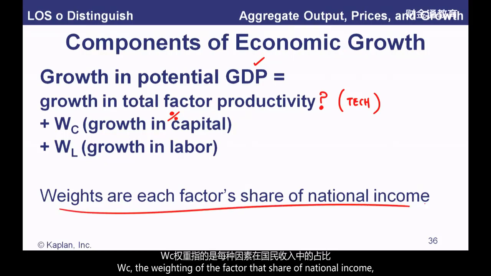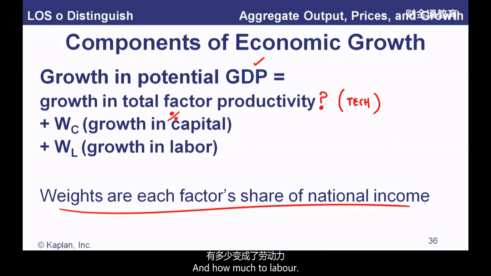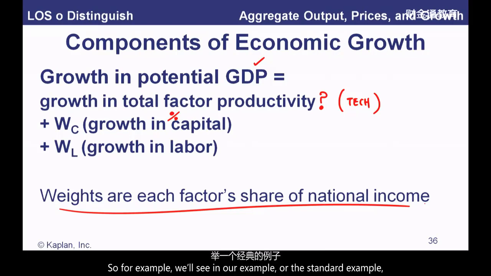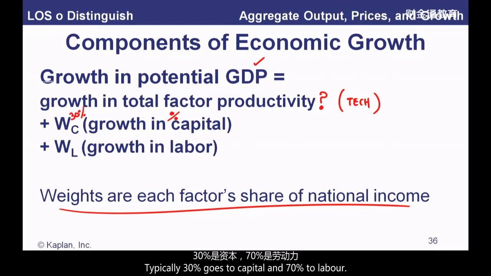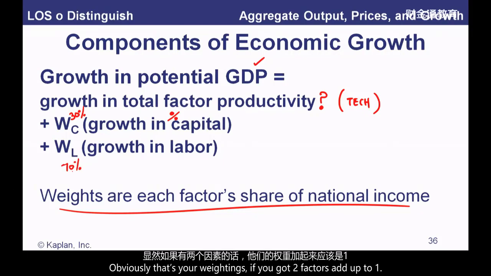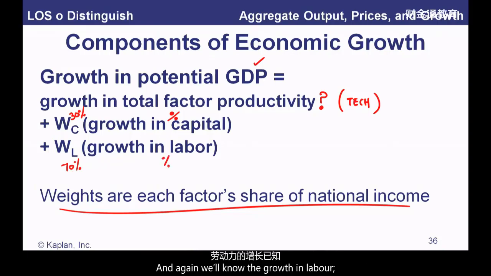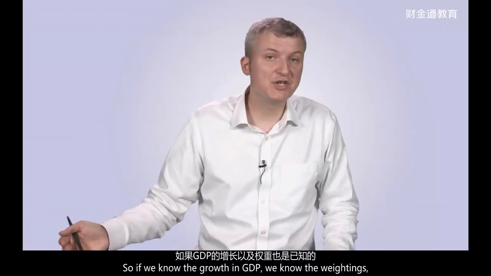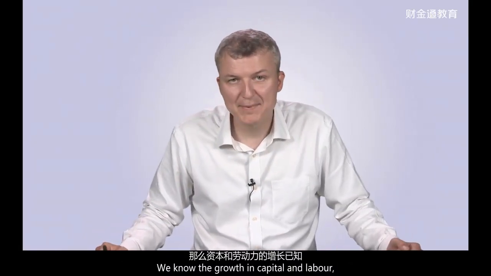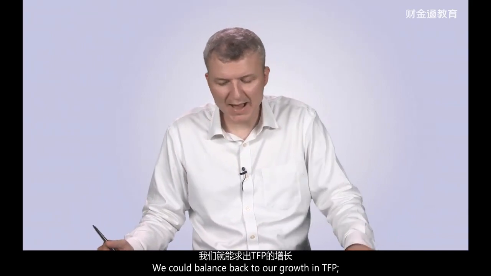WC is the weighting of the factor's share of national income. So how much of our national income goes back to capital and how much to labor? For example, in a standard example, typically 30% goes to capital and 70% to labor. Obviously there are two weightings. If you've got two factors, they add up to one. And again, we'll know the growth in labor. So if we know the growth in GDP, we know the weightings, and we know the growth in capital and labor, we can balance back to our growth in TFP.